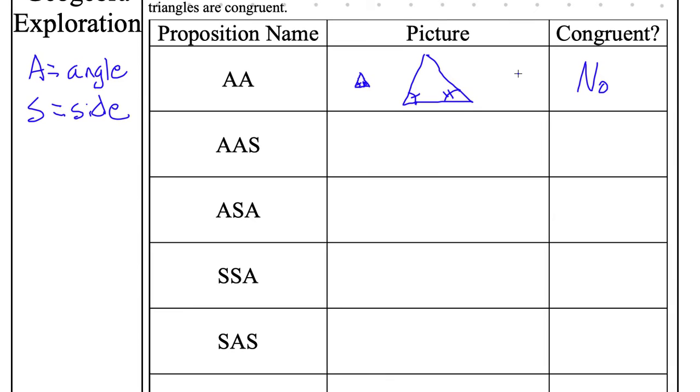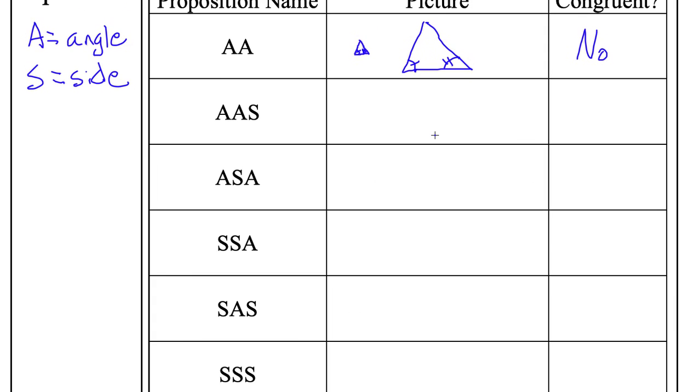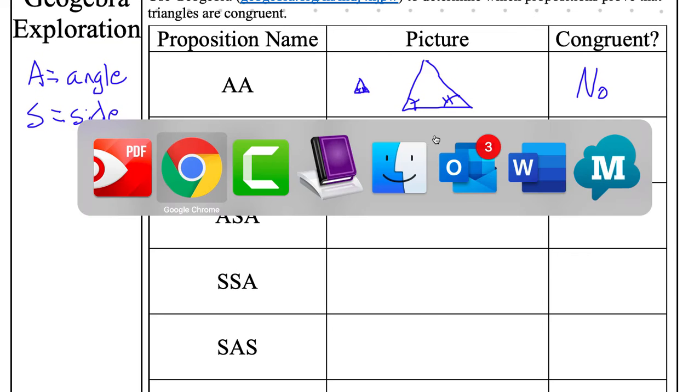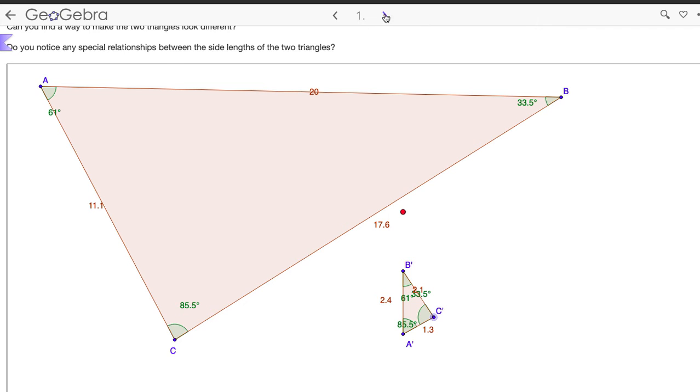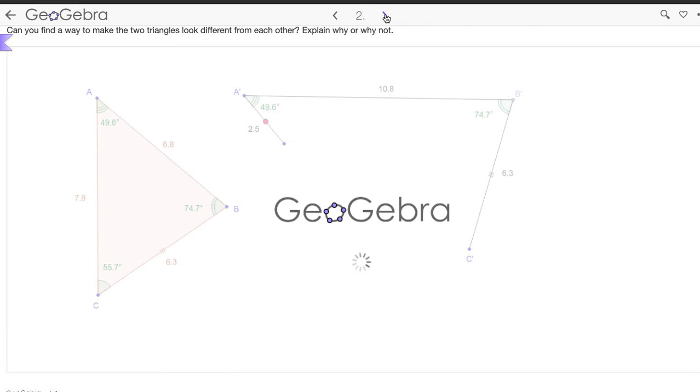Let me do one more with you, and then I'll let you go off onto your own, because eventually these get harder and harder. So that's what I'm going to write in my notes, and I'm coming back, and I'm going to go on to the next one. You come up here to the arrow on the top and just click right.